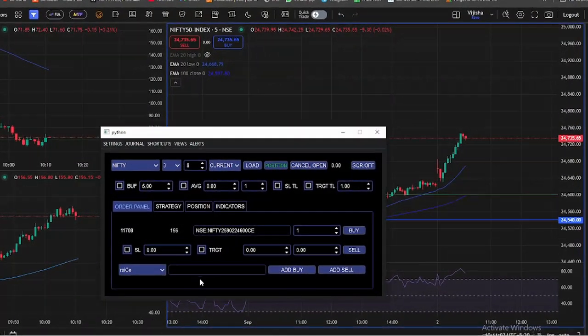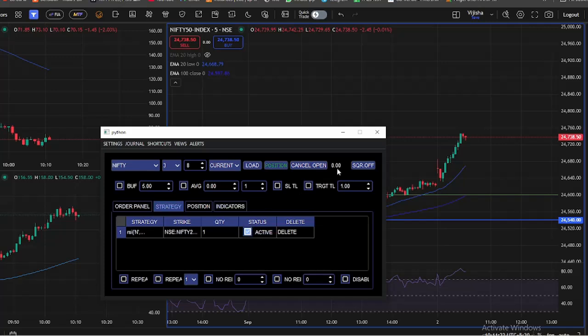So first I'm clicking RSI CE entry. Here I'm going to give RSI less than or equal to 60 levels. So RSI less than or equal to 60. So when the RSI touches 60, it will trigger entry. Okay.